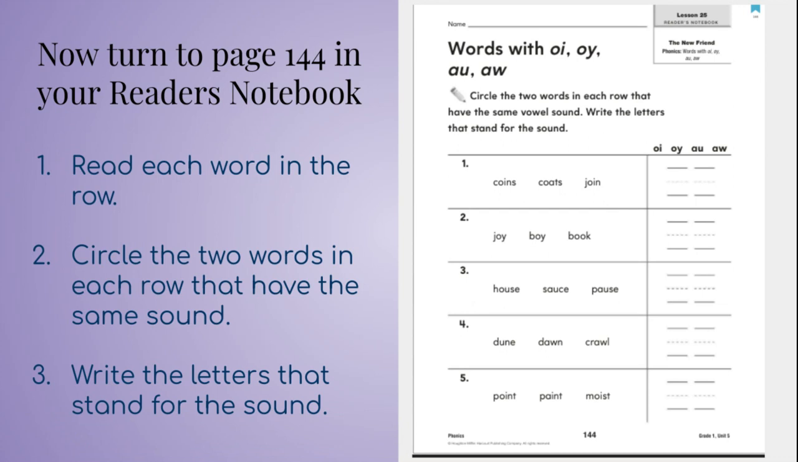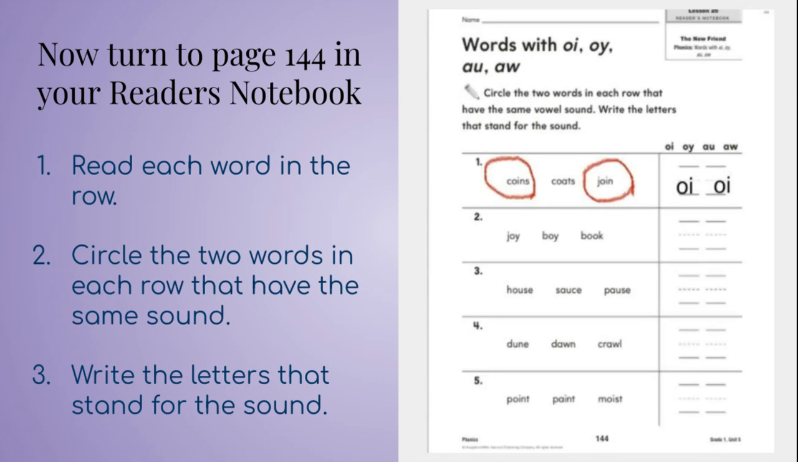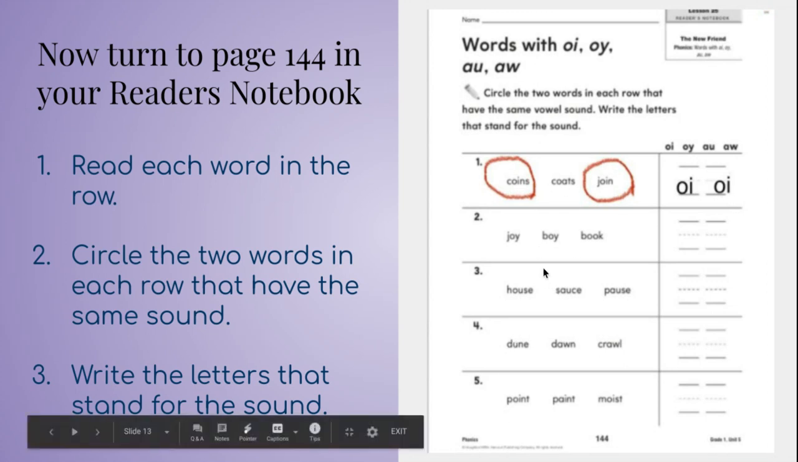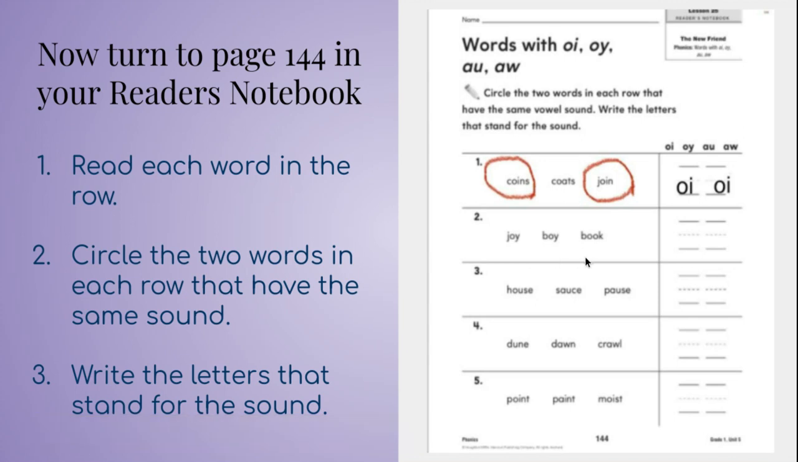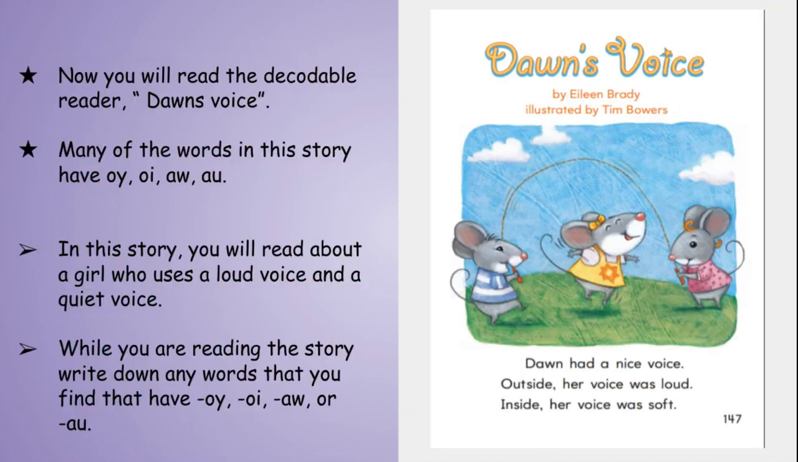Which two words in that row had that same vowel sound? That's correct. Coins and join. They had that oi sound. And so I would write in OI for coins and OI for join. And now you're going to do 2, 3, 4, and 5. Remember to circle each word in the row that had the same sounds. You're going to have two words circled, and then you're going to write in the letters that make that sound.